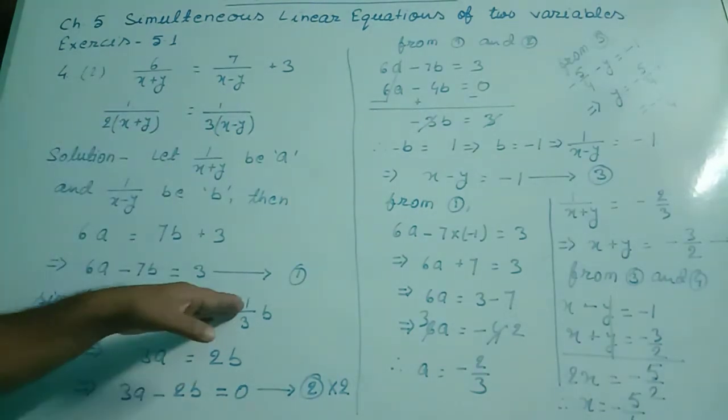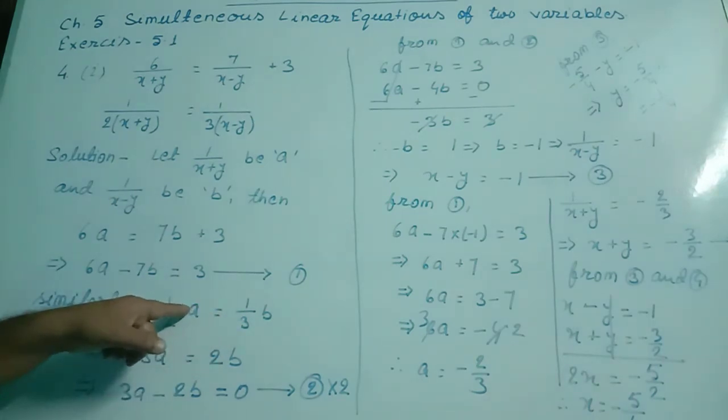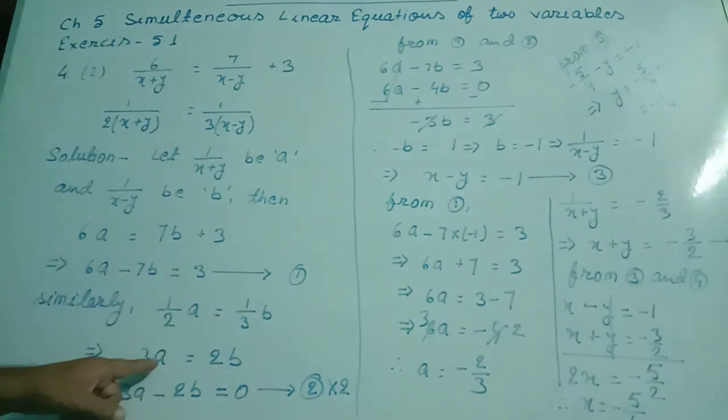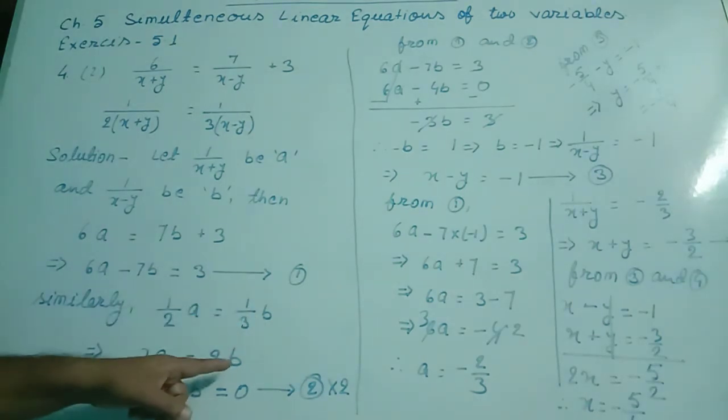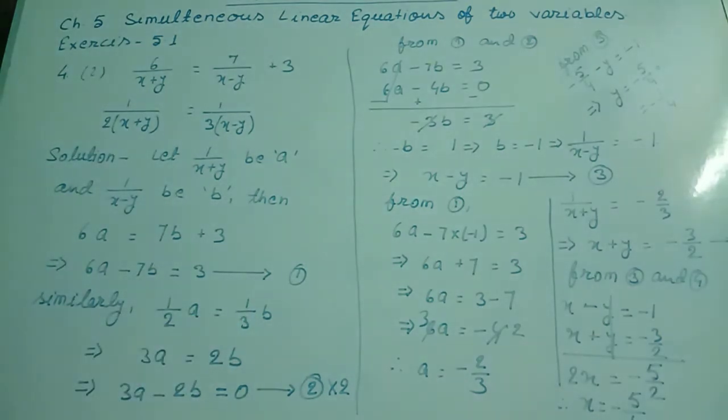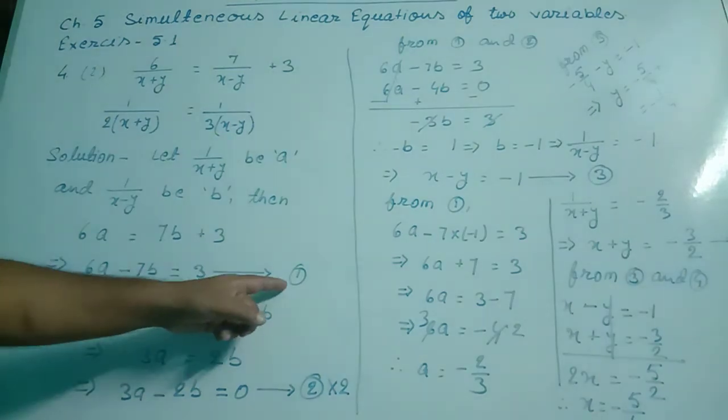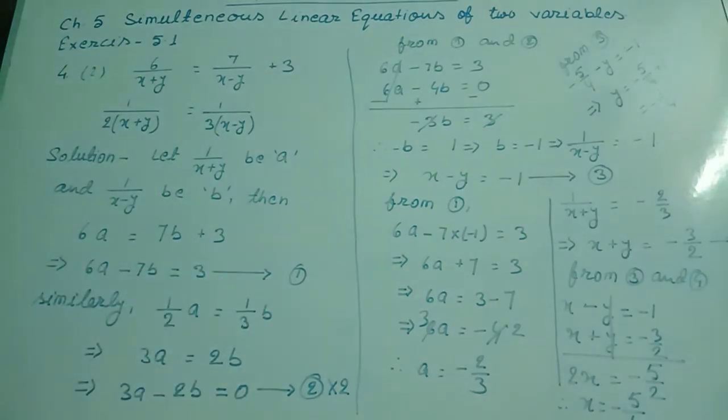If you do cross multiplication, 3 will be multiplied by a, and b will be multiplied by 2, so 3a equal to 2b, or we can say 3a minus 2b equal to 0, because this 2b will come this side, then the sign will be minus. Now these two equations are equation number 1 and equation number 2.